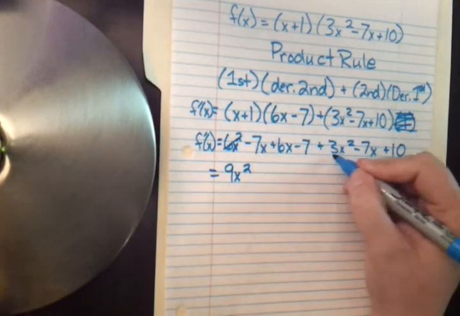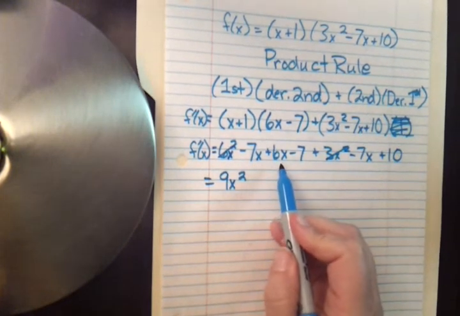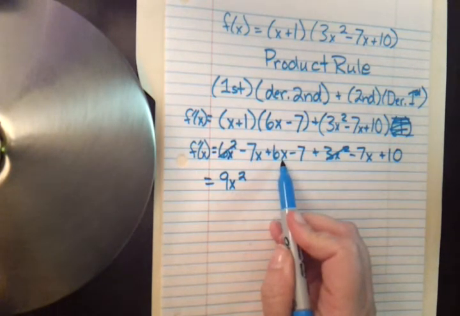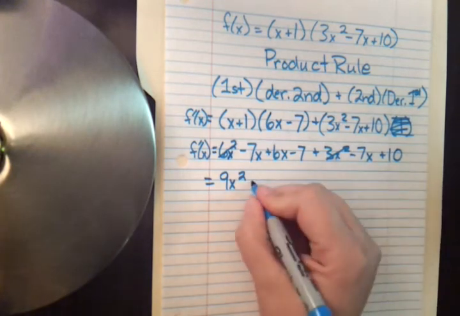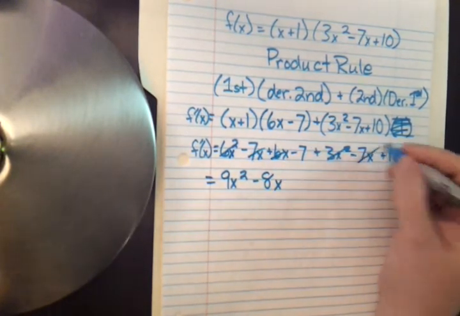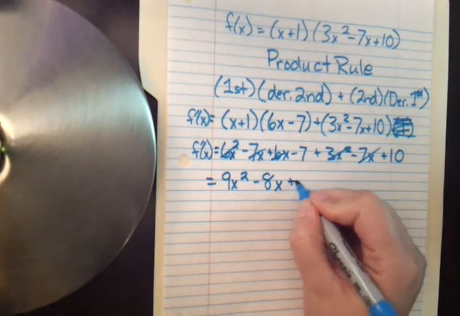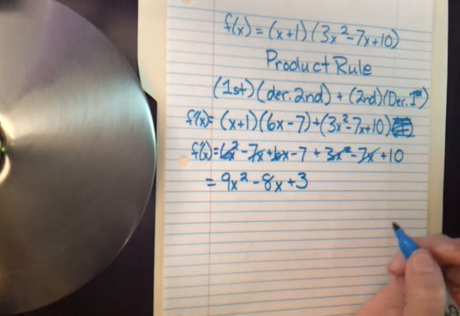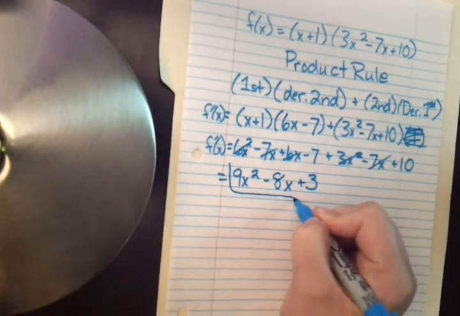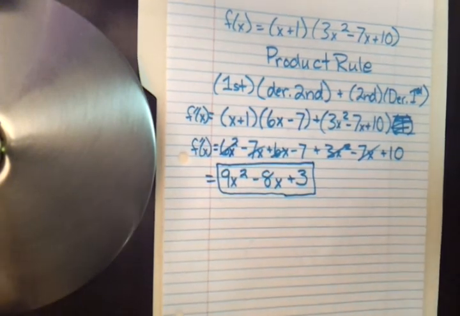So those are taken care of. Now our x terms: negative 7x plus 6x is going to be negative 1x, minus 7x will be negative 8x. So that's all of those terms. And then 10 minus 7 is going to be a positive 3. And so that gives us 9x squared minus 8x plus 3.